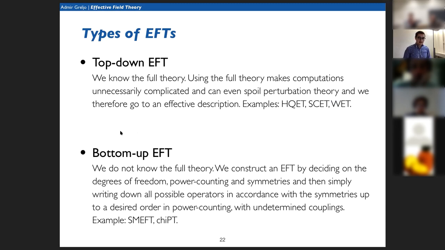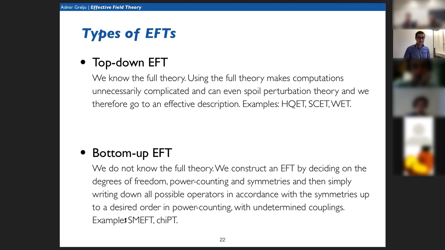And the second class are bottom-up effective theories, where we do not know the full theory. So we construct an effective theory by deciding on the degrees of freedom, power counting, and symmetries, and simply write down all possible operators in accordance with symmetries up to a desired order in power counting with undetermined couplings. So here we don't know the full theory, but we know these ingredients. So we know the light degrees of freedom, the symmetries, and there is power counting, and we just write down all the couplings, which are at this level free parameters, and we use this to confront with the experiment.